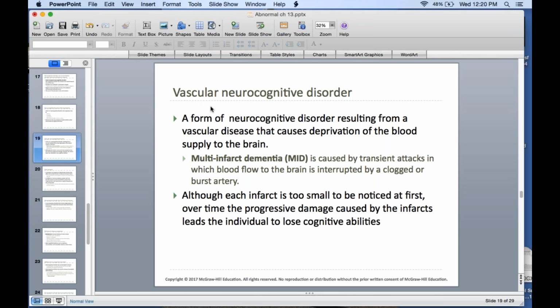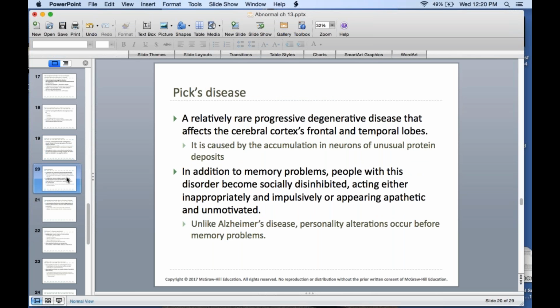So with this vascular dementia, some people talk about basically strokes or TIAs, things like that.